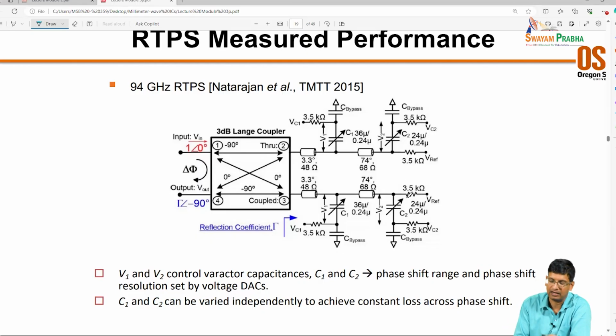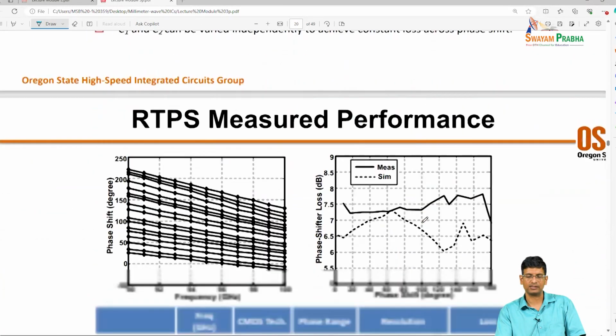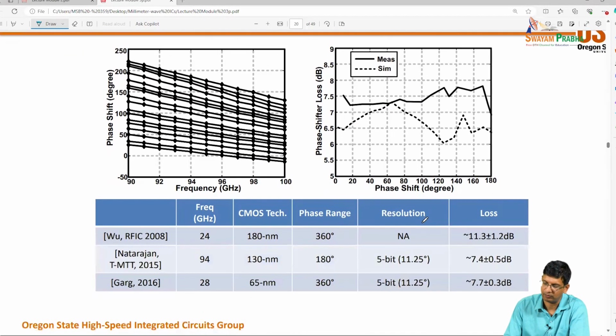So what we targeted here was, okay, we'll get 180 degrees of variable phase from this reflection type phase shifter, and we'll get another 180 degrees through some other means, right? Maybe a switch type phase shifter. So you can combine these approaches. And what you see here is an example of measured performance.